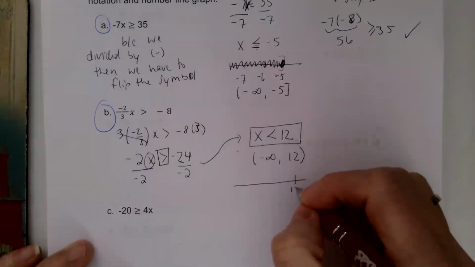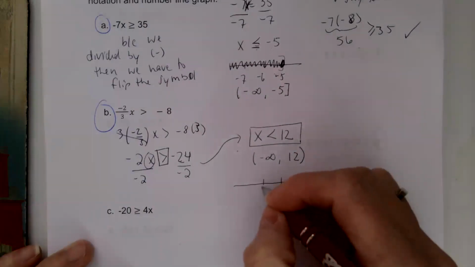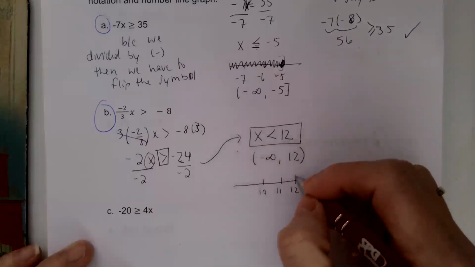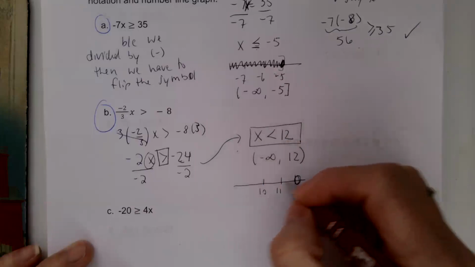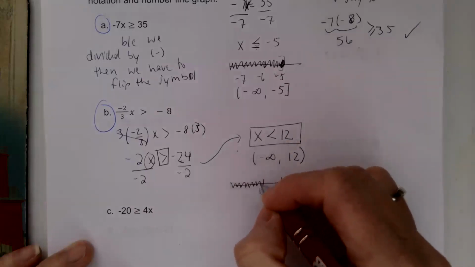And it's a strictly less than. So I have an open circle at 12, and then I'm shading everything to the left.